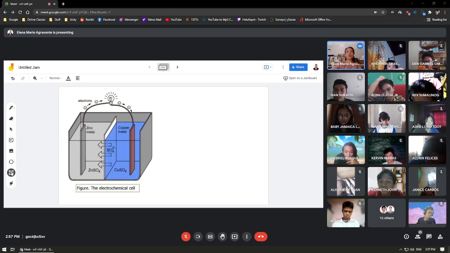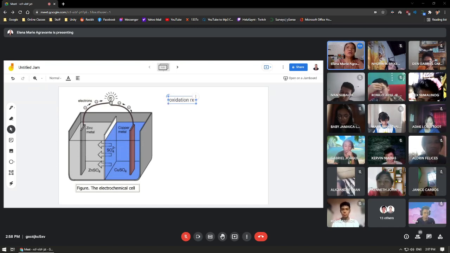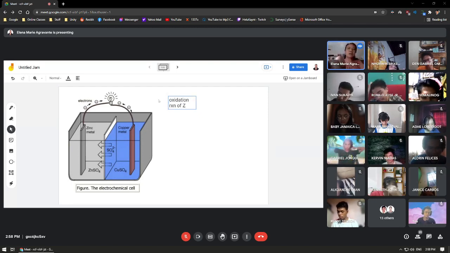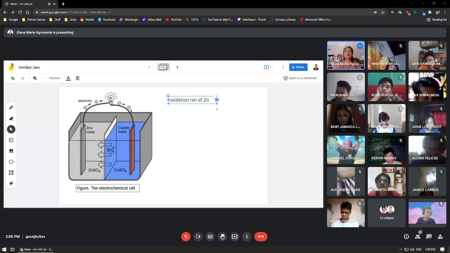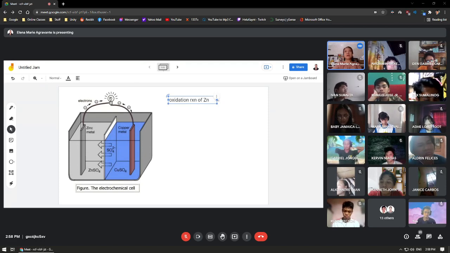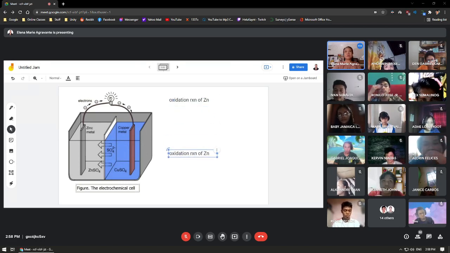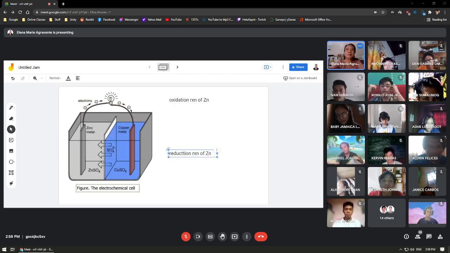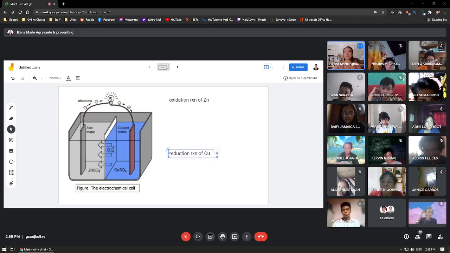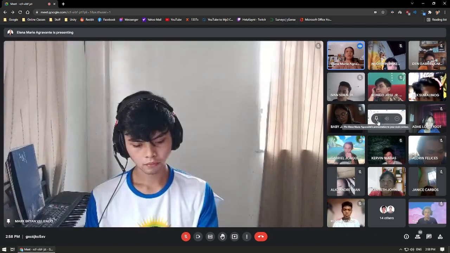That is why it will exhibit what you call the oxidation reaction of zinc. Guys, okay, and then since you have here the oxidation of zinc, then of course you will have a reduction reaction, where instead of zinc, you will have copper. Okay, guys? So this zinc will exhibit oxidation reaction and copper will exhibit reduction.